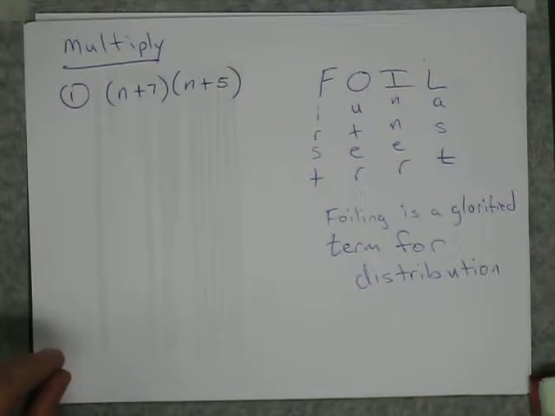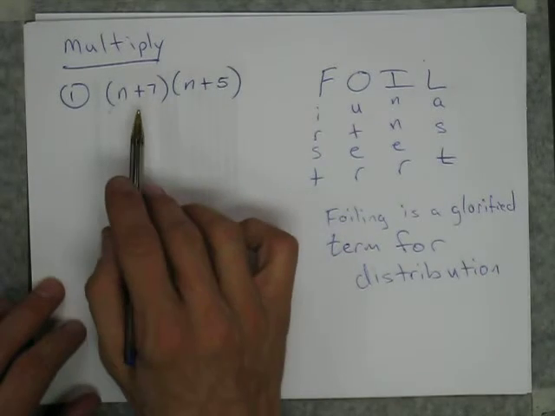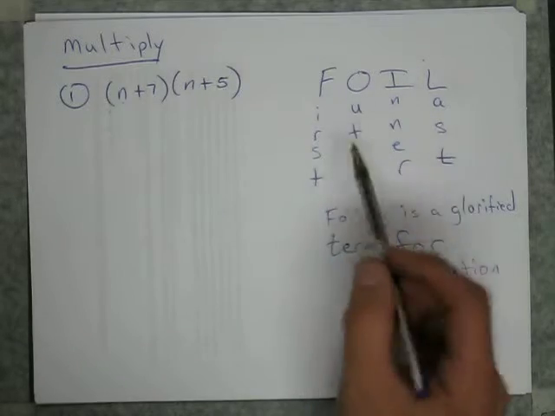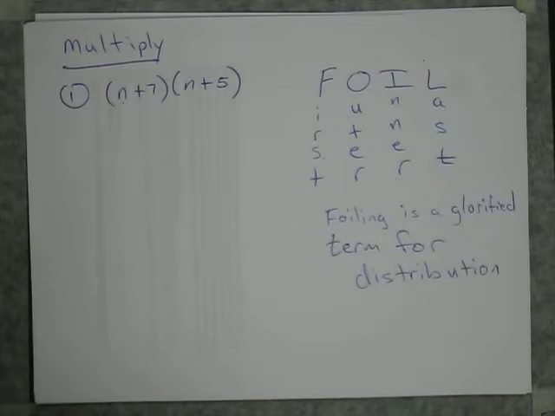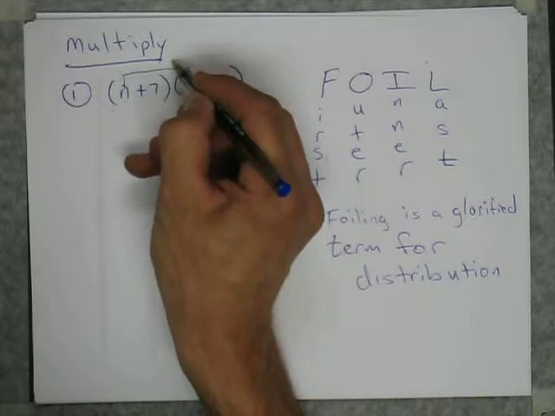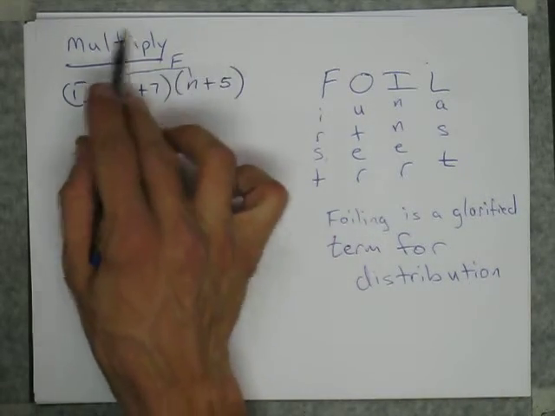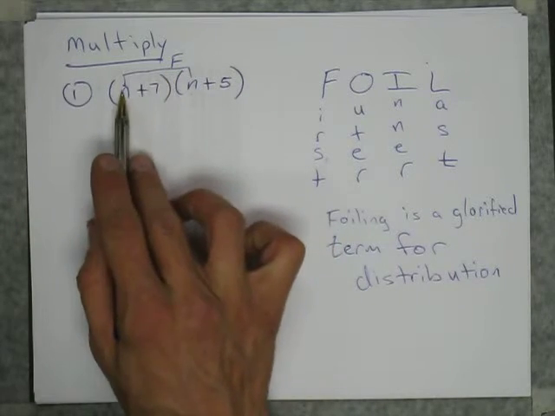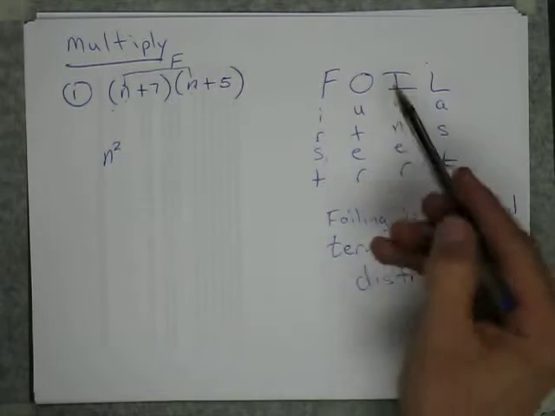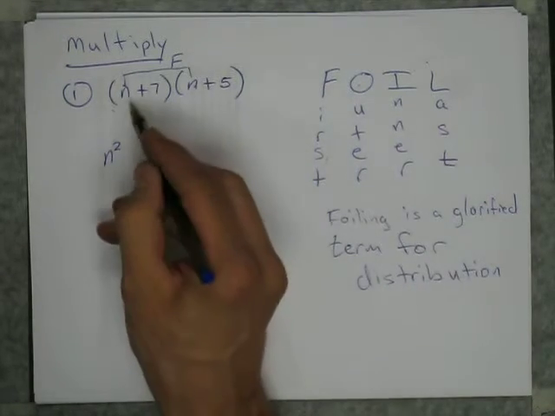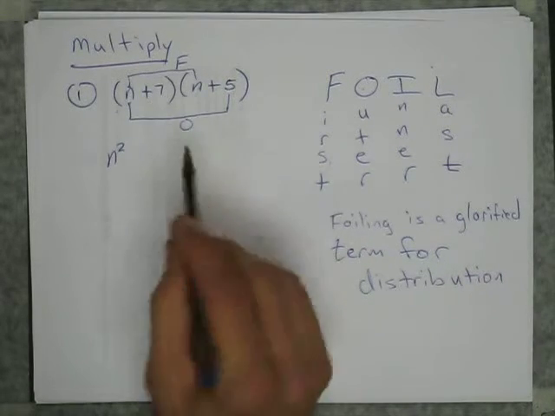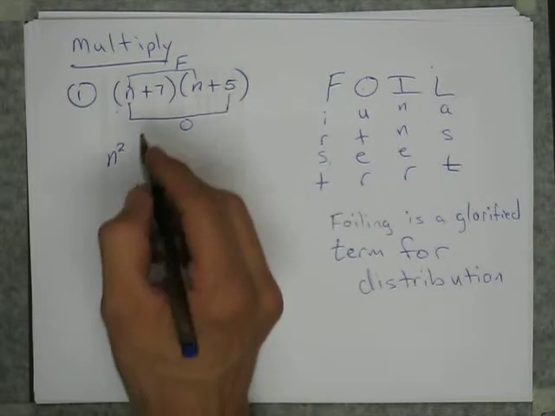Okay, what do we mean by FOIL? If I want to multiply these together, I'm going to take my first terms, using the FOIL idea. Your first terms are n and n, so that's the F part. So n times n is n squared. Your O stands for your outer terms, your outermost. So n times 5, that's your O part. N times 5 is 5n.